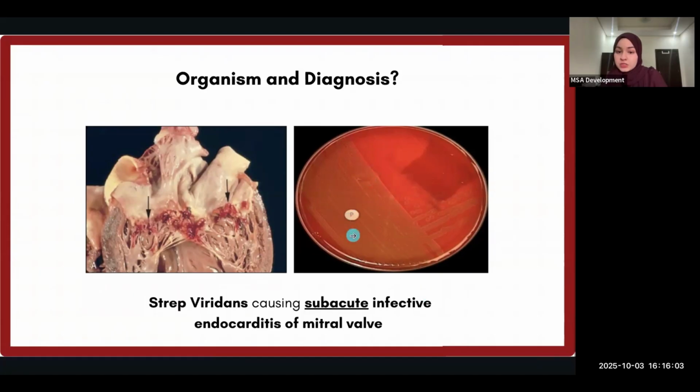And Strep viridans, this is the optochin test. Strep viridans is optochin sensitive or resistant? It's resistant, so there is no zone of inhibition.